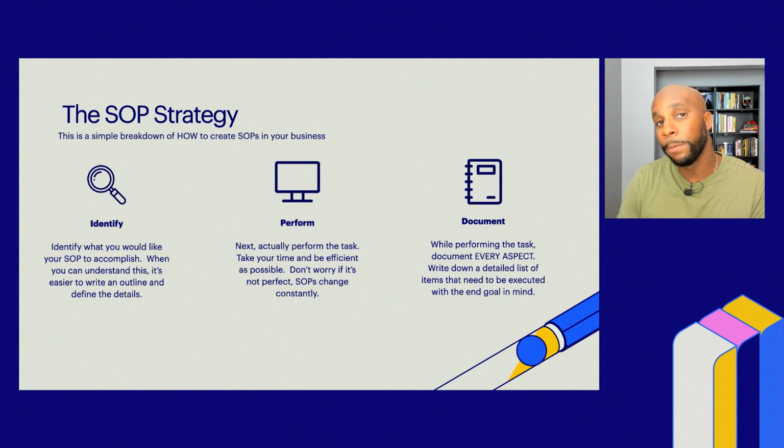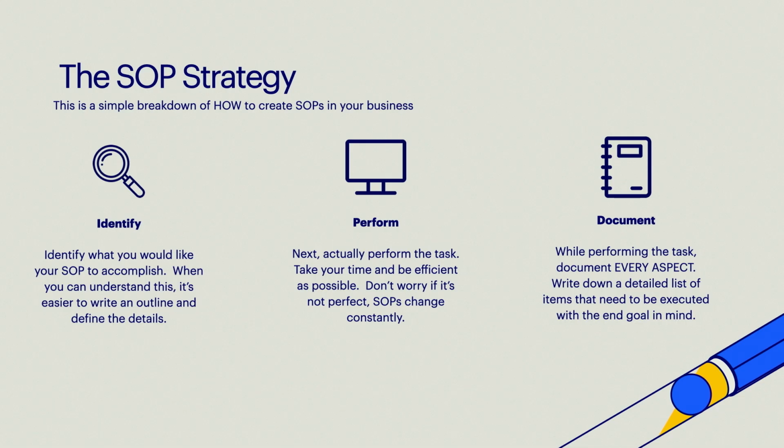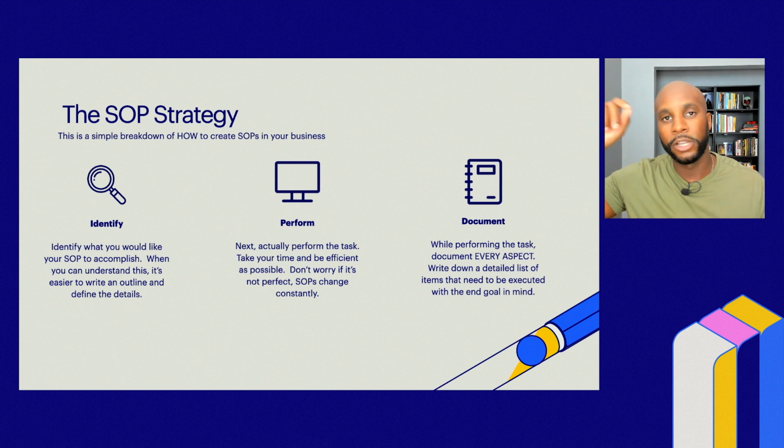Document. Now, while you're performing the task, document every aspect of that process. Write down a detailed list of items that need to be executed with the end goal in mind. So if it's, for example, on-site SEO for a website, step 1, do a competitive research on keywords. Step 2, add titles to each website page in Webflow by XYZ.